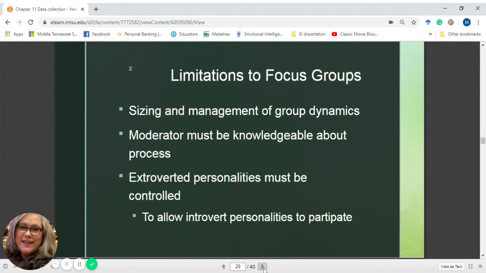Some limitations are sizing and management of the groups. The moderator must know the process. The moderator must be able to handle and guide the group and not let the extroverts, or the people that talk all the time, monopolize the conversation, if you will. They need time for the introverts to respond as well.